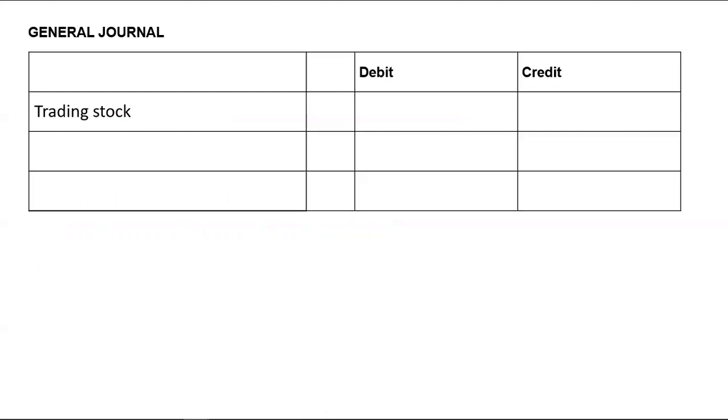How do you find the cost price? You are going to take the selling price, which is 6,500, multiply it by 100. The markup was 130. And that's how you will find the cost price.